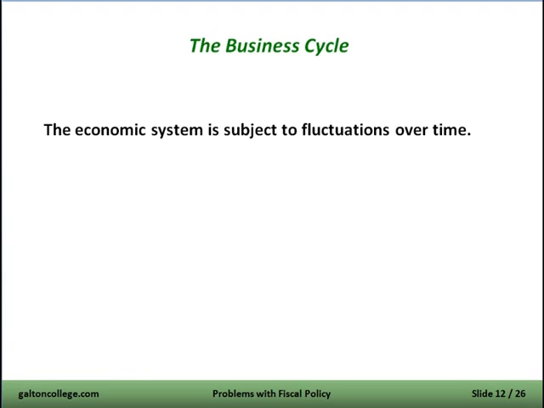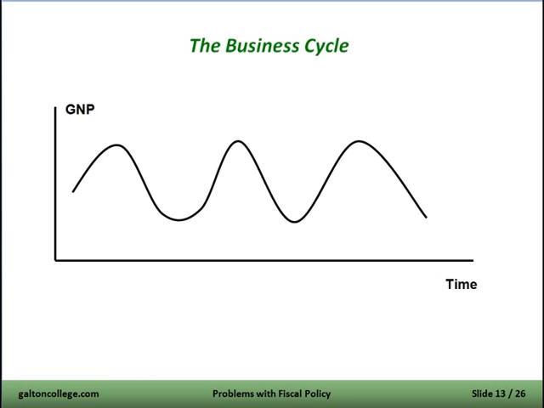The big problem with the economy is that it fluctuates over time itself. If you just leave the economy alone, if there is nothing happening to the economy, we would find that it fluctuates. Historically, that's the case. If we draw a diagram of that, it would look something like that. It would have GNP on the vertical axis, time on the horizontal axis.